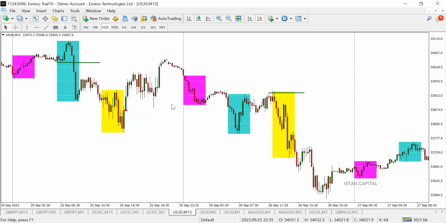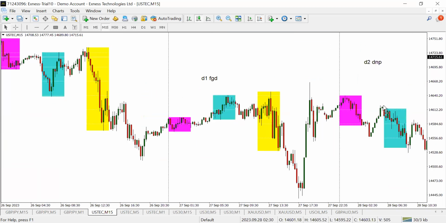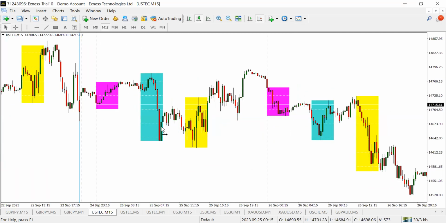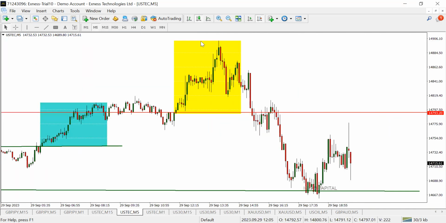Now, I didn't take that trade personally because I think I took NasDaq. Let's check NasDaq. I'm not sure. I took NasDaq. Let me look at NasDaq. NasDaq was cleaner. So let's go on the 5-minute chart, NasDaq.